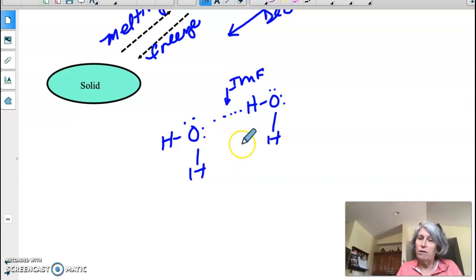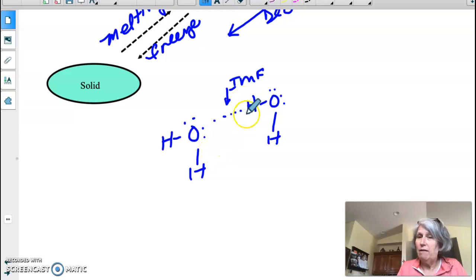What breaks during a phase change? Do you break this bond right here between the oxygen and the hydrogen, or do you break the IMF, the intermolecular force between the two water molecules? Pause for a minute, think about that, then get back to me.